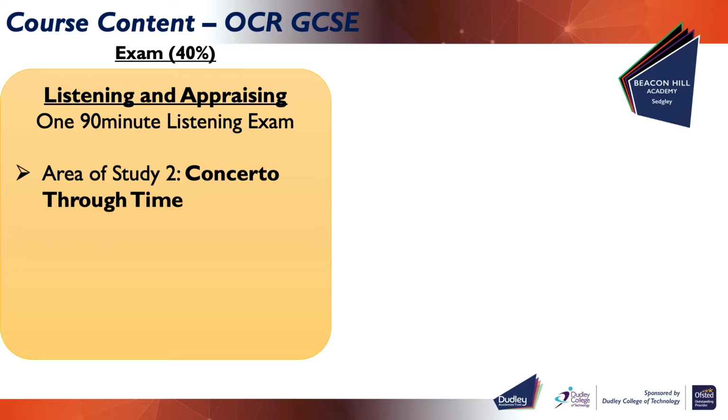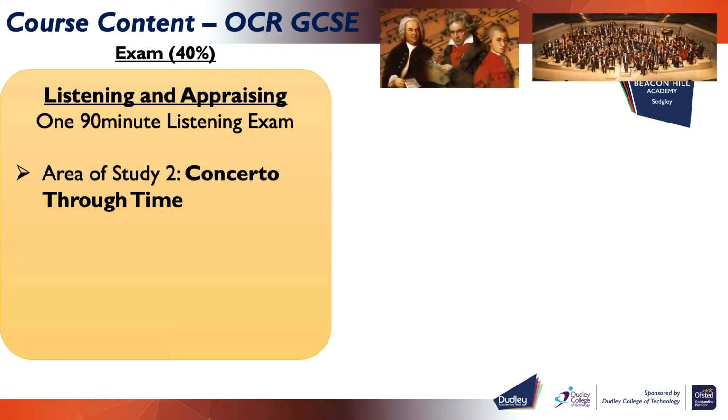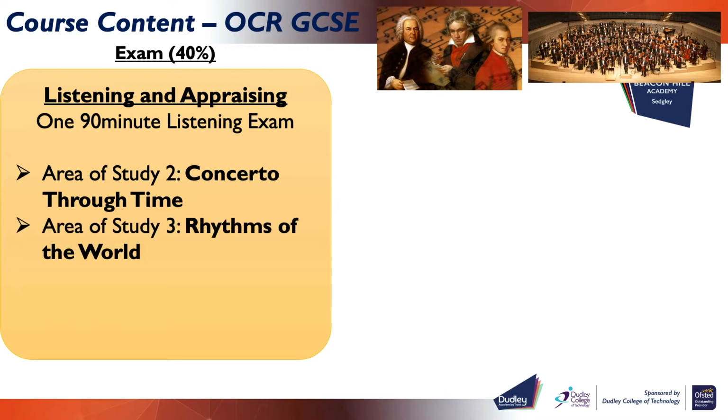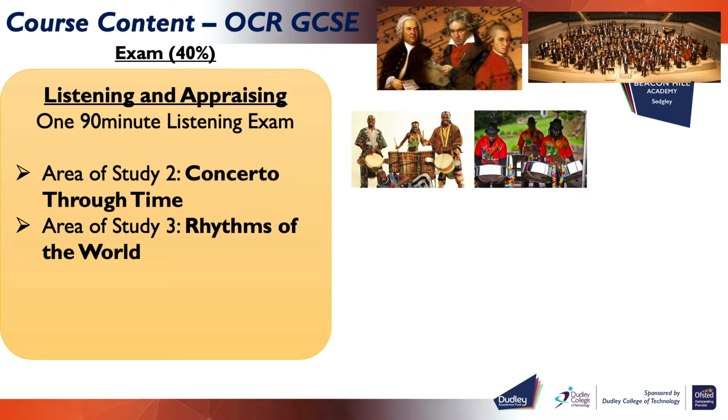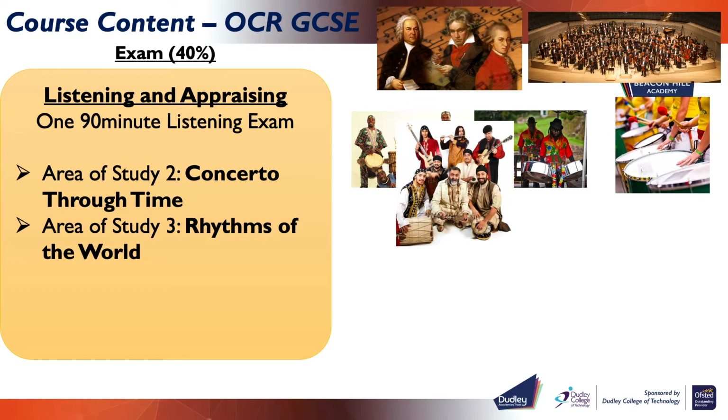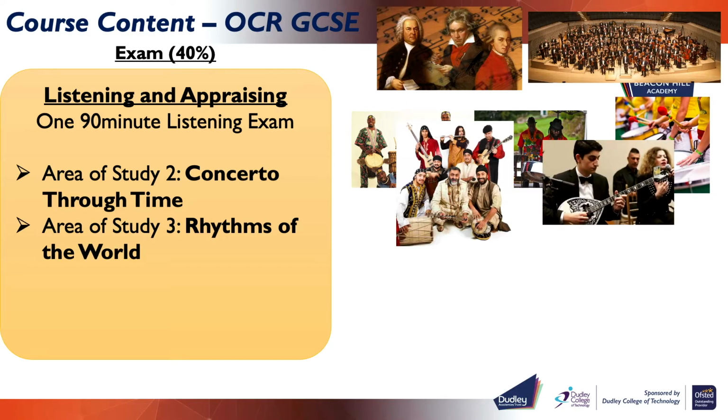Area of Study 2 is Concerto Through Time, where we'll look at the great classical composers and the development of the orchestra. Area of Study 3 is Rhythms of the World, where we'll look at music from different countries and regions, such as African drumming, Caribbean calypso, samba, Bhangra music, and Greek music, to name but a few.